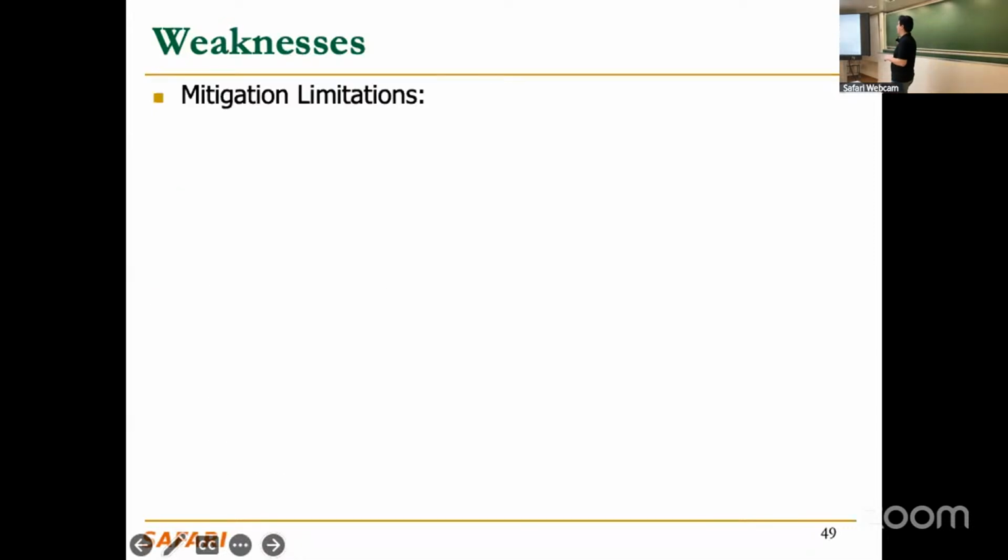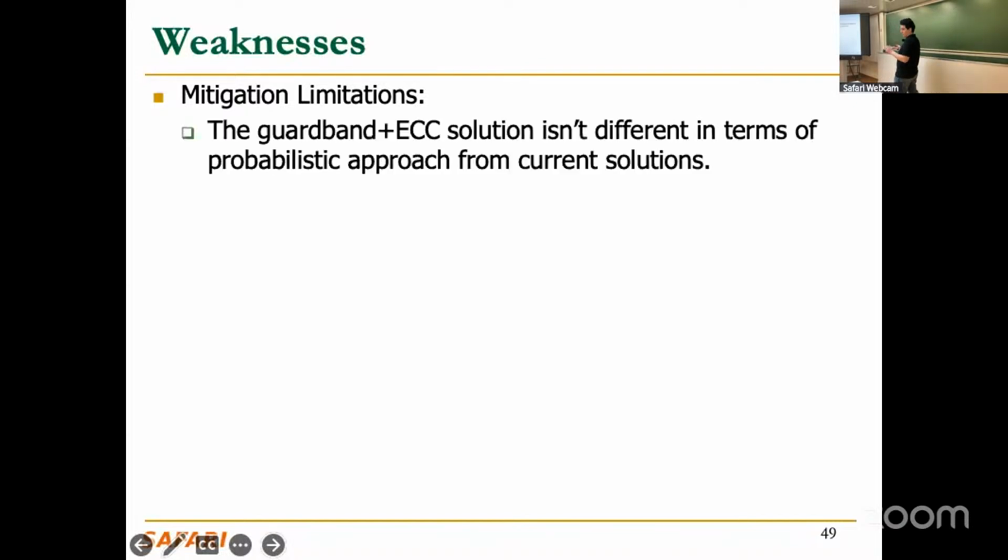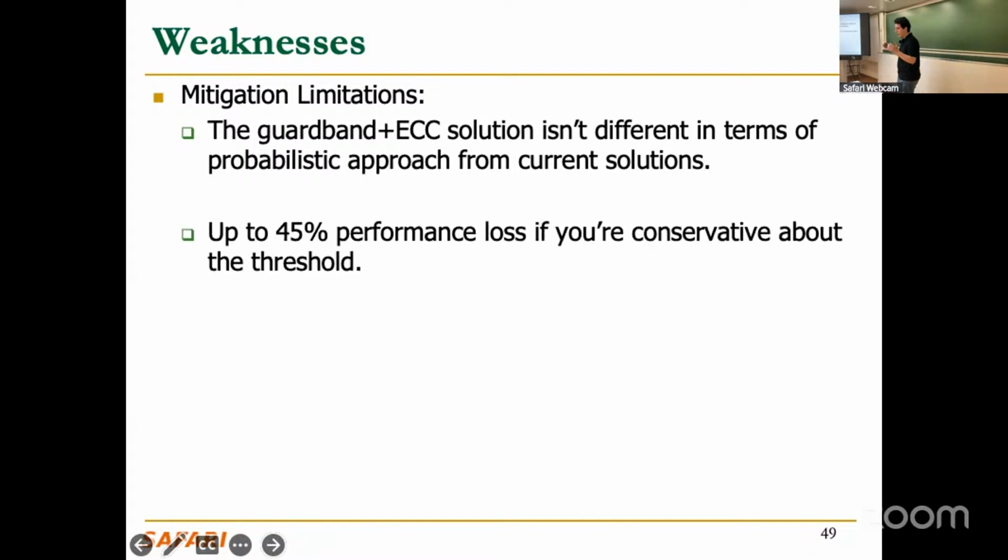And lastly, I want to talk about the suggested mitigation and its limitations. The guard band and HPCA solution isn't really different in terms of probabilistic approach from the current solution, meaning that with some probability, our solution still could fail to mitigate some of the bit flips that we can experience. And if you want to lower the probability of such events and be really conservative about it, such as implementing a 50% guard band, we are going to experience up to 45% performance loss, which is a huge bottleneck to our system.